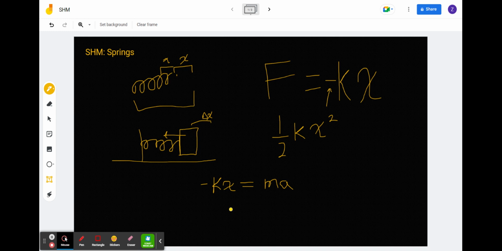But a is the double derivative of x, or the displacement. So we can write this as m x dot dot, which is a symbol for a double derivative, the Newtonian representation. This gives us that the double derivative of x is equal to negative k over m times x. So we need an equation for displacement that follows that the double derivative of displacement is equal to some negative constant times the original function for the displacement.